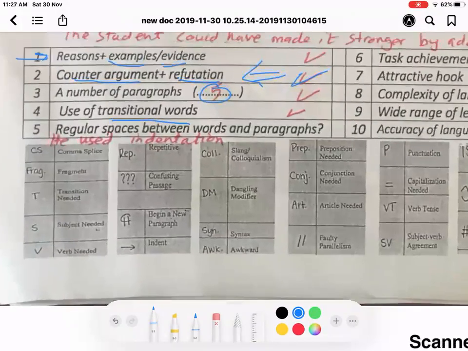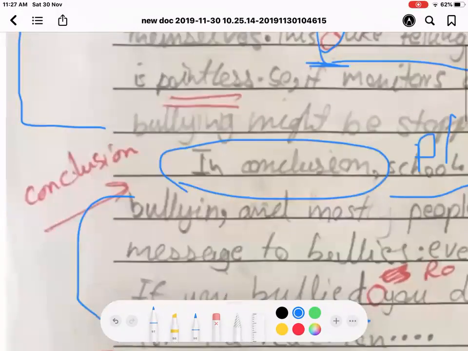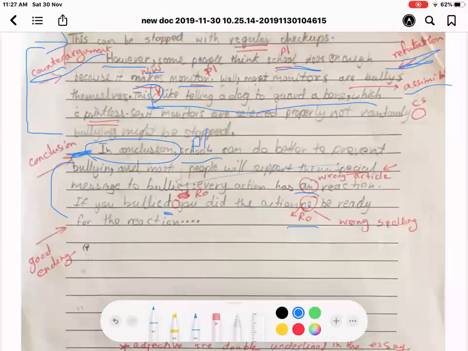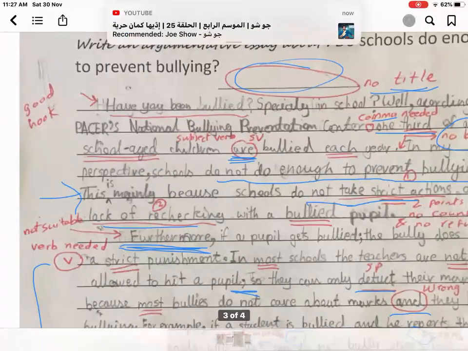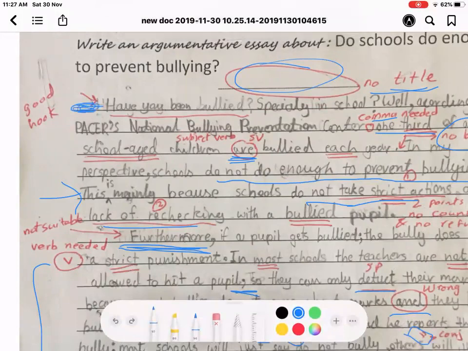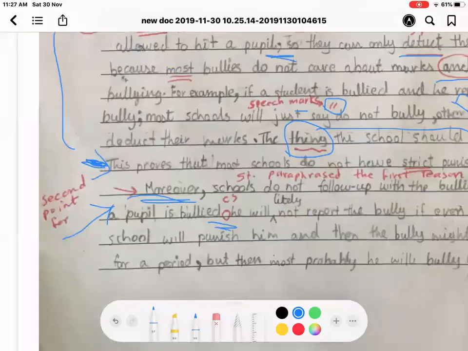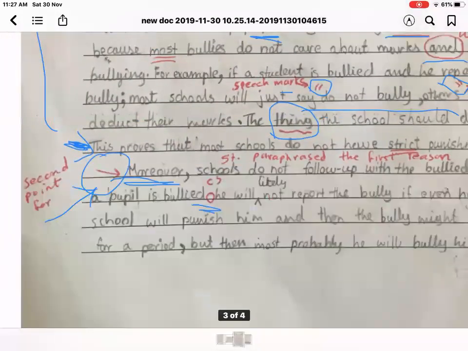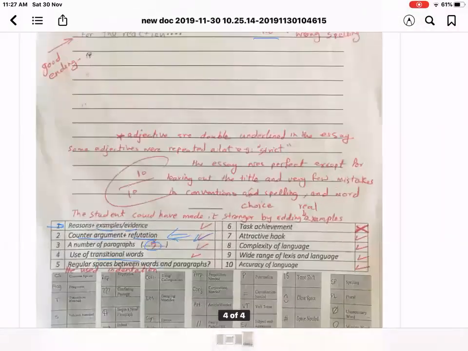Regular spaces between words and paragraphs. He used indentation, as you can see here, for 2-finger space, the beginning of each paragraph, even in the previous page. Let's go back and see this. See here, he started with a hook. Before the hook, there is here indentation, and here marks the beginning of the second paragraph. This indentation also marks the beginning of the third paragraph, and so on. So he used indentations, and even he kept spaces regular between paragraphs and between lines.